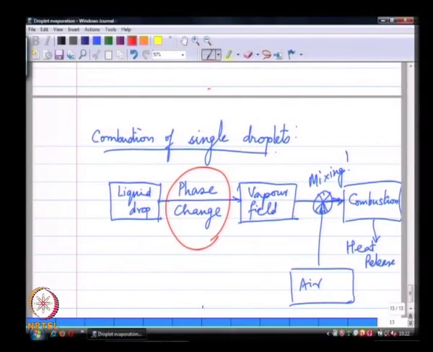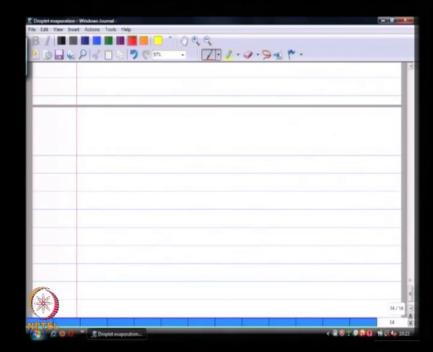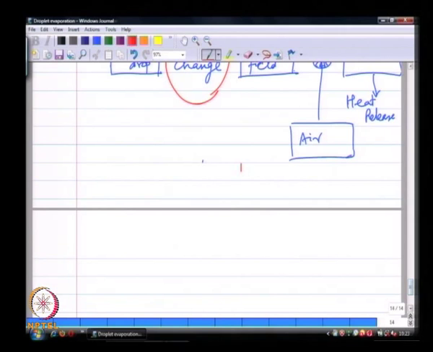Now, this physical process is significantly enhanced if I am in the presence of a warm temperature field. So, for example, if I am spraying kerosene into a flame, the flame has already created a high temperature field around these liquid droplets, and that high temperature field is going to accelerate this process. Now, that process involves three phases. So, if I now take this phase change itself, it has three parts to it.